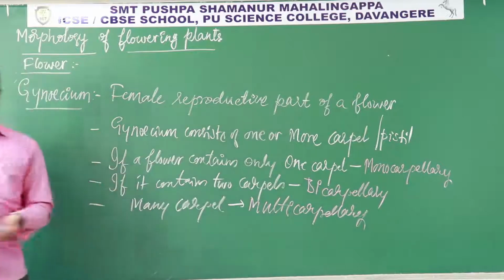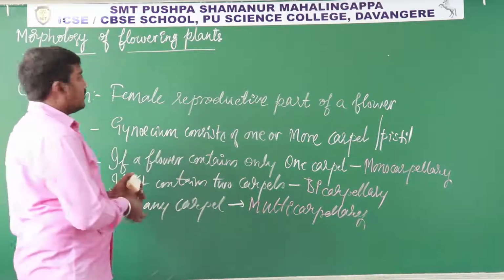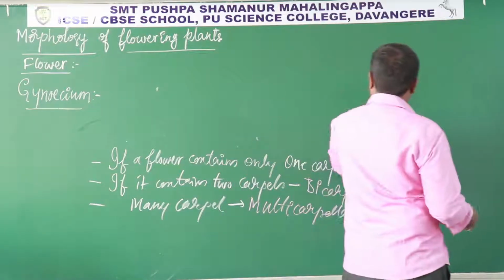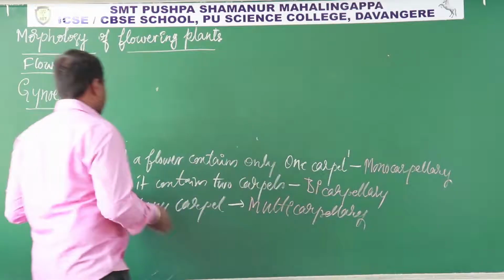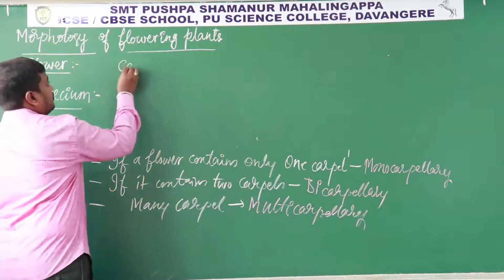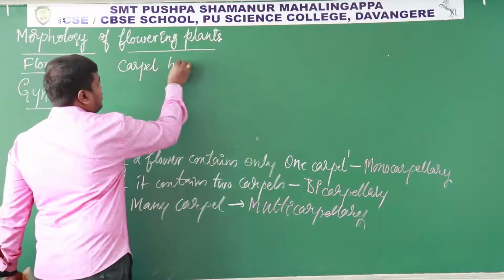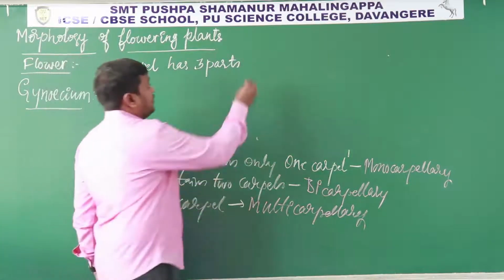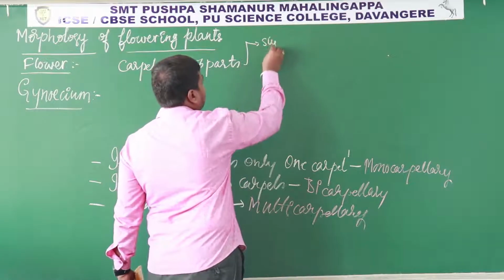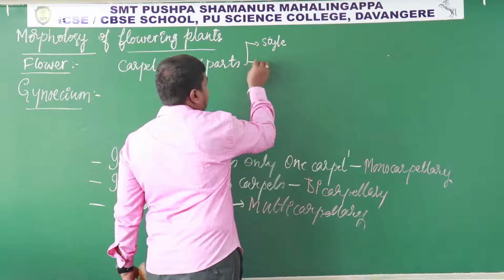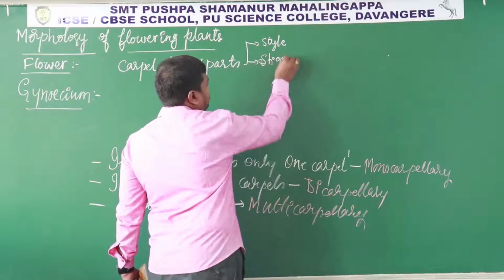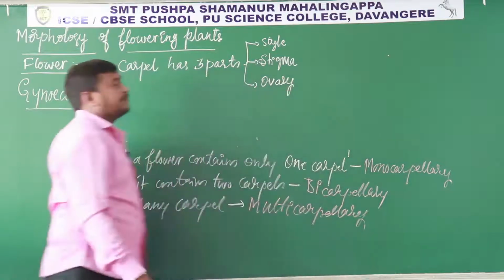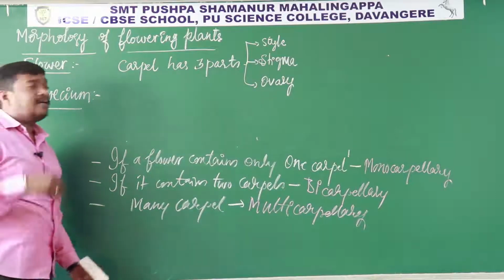Then, how is the structure of the carpel? A carpel has a typical structure with 3 parts: style, stigma and ovary.